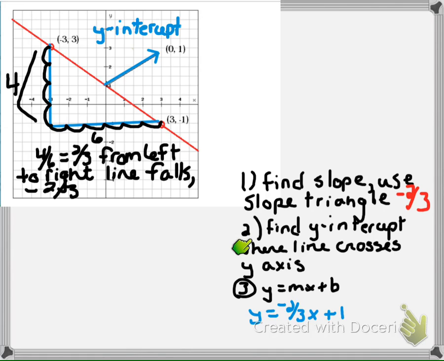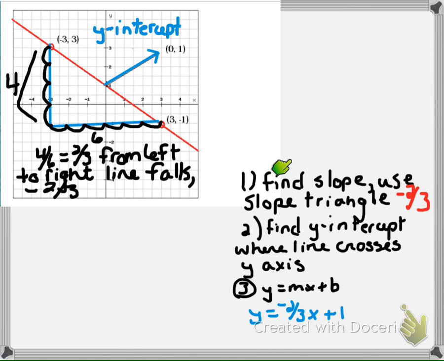Okay, the second thing is you have to find the y-intercept. That's where the line crosses the y-axis. So here's my y-axis right here, all the way down. And you see the line, it's red. It's crossing the y-axis at exactly 1. So my y-intercept is (0, 1), or 1. Now that's my b value in y equals mx plus b. The b is the y-intercept. It never has a variable next to it. So now I substitute the m in the m spot, and I substitute the b in the b spot, and I have my equation: y equals negative 2/3 x plus 1.